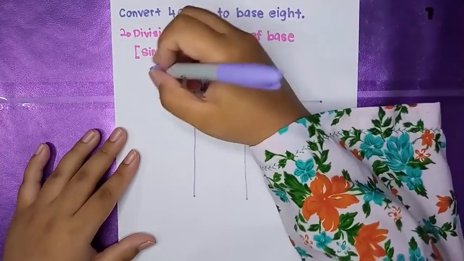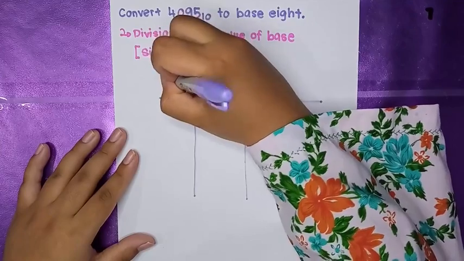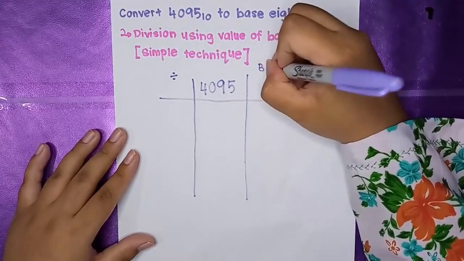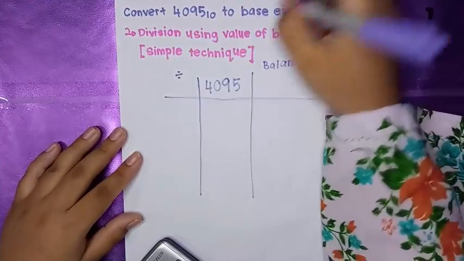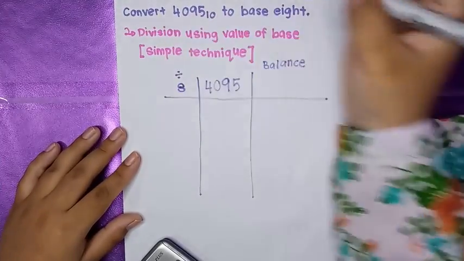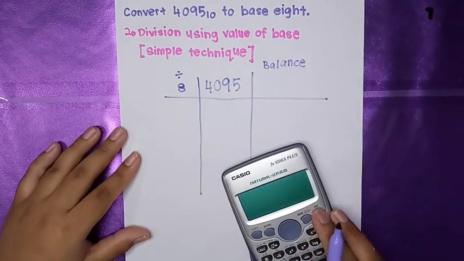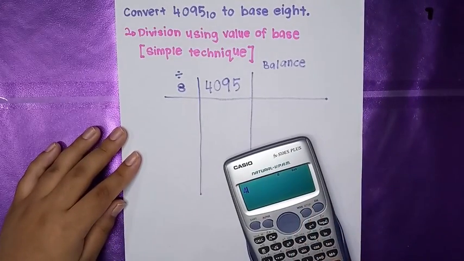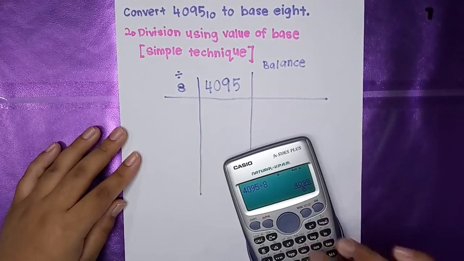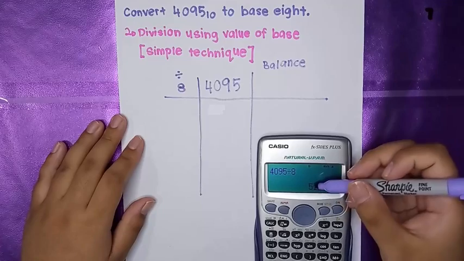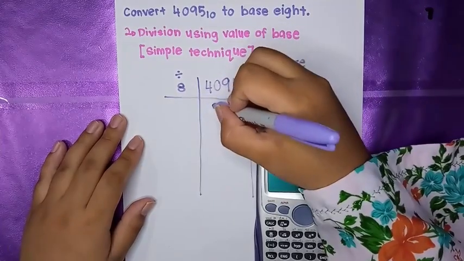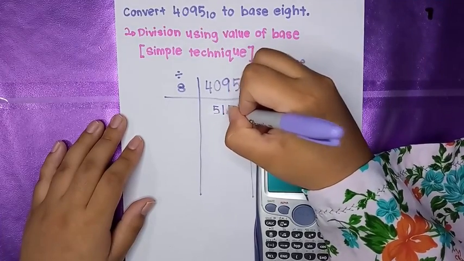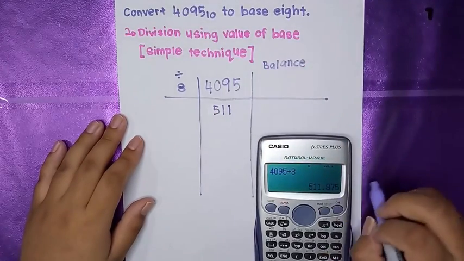4095. At the left is division and the right is balance. We divide by 8 because we want to convert to base 8. Divide by 8. 4095 divided by 8 is 511. We only take the number in front of the point, which is 511 only. We do not take the decimals behind it.